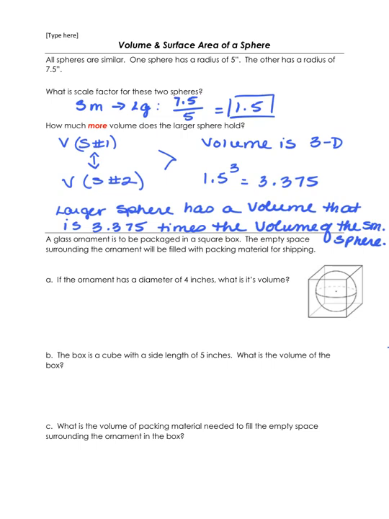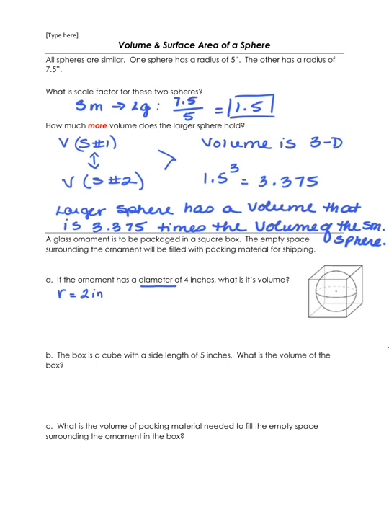Our final problem is an application problem where we have a glass ornament being packaged in a square box. And there's some empty space surrounding the ornament that's going to be filled with packing material for shipping. So if the ornament has a diameter of 4 inches, what is its volume? Notice they gave us the measurement of the diameter, not the radius. So we have to be careful with that because our formula for volume uses the radius, not the diameter. If the diameter is 4, the radius is 2 inches.